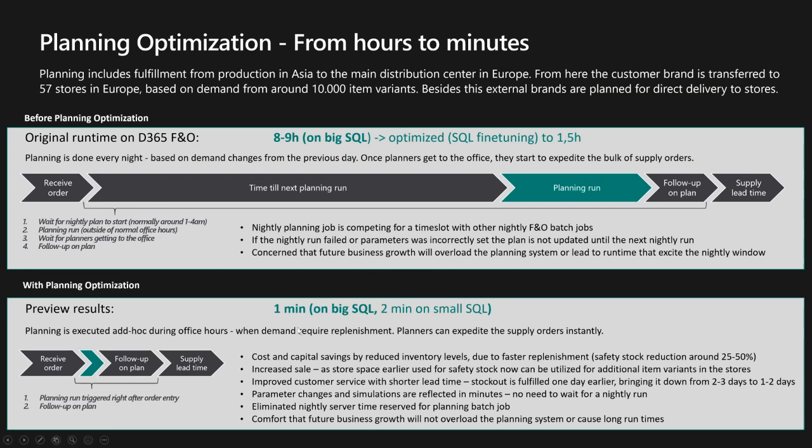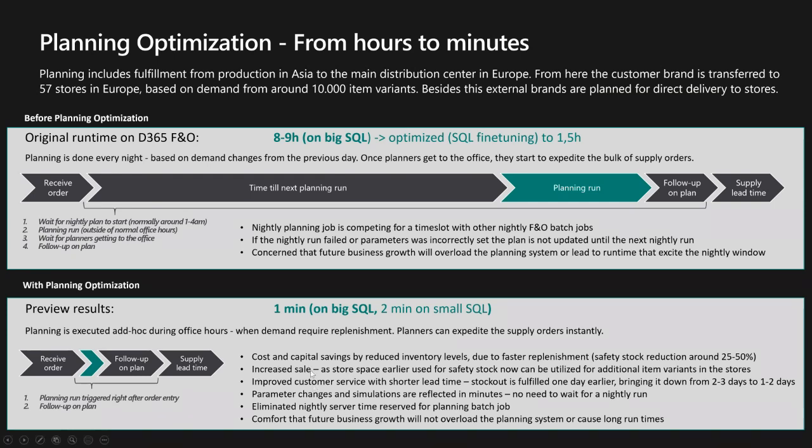This is on their production environment, but actually on their sandbox environment, they could also complete the plan in 2 minutes. This gave them a lot of benefits. Of course, they could run it during office hours, and because they could run it so frequently, they could reduce the inventory levels due to the demand during lead time. When the lead time was reduced, they could reduce the safety stock. This gave them a cost reduction.